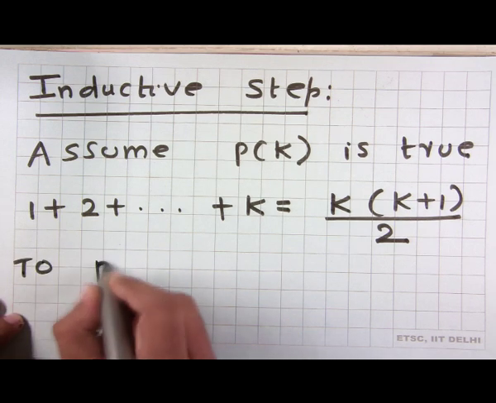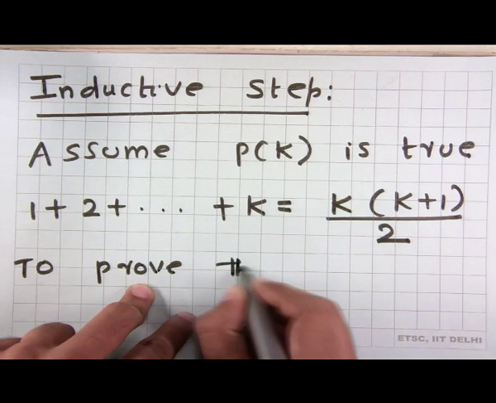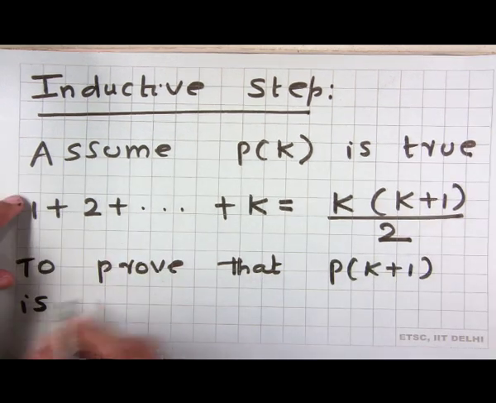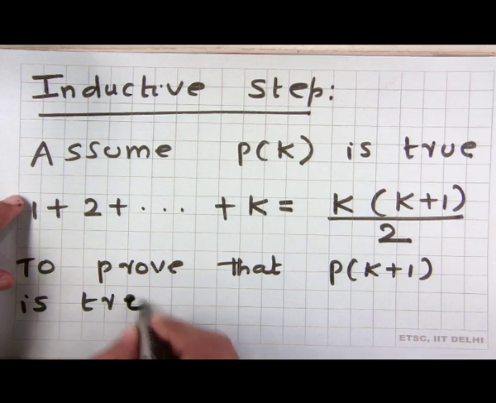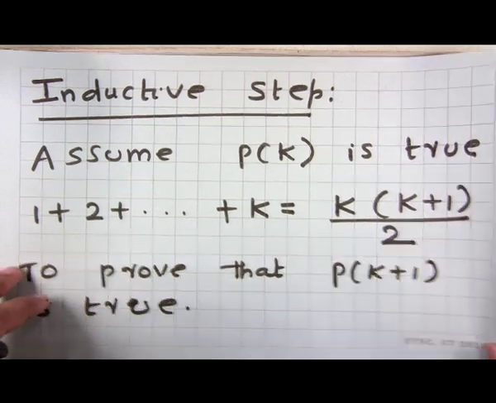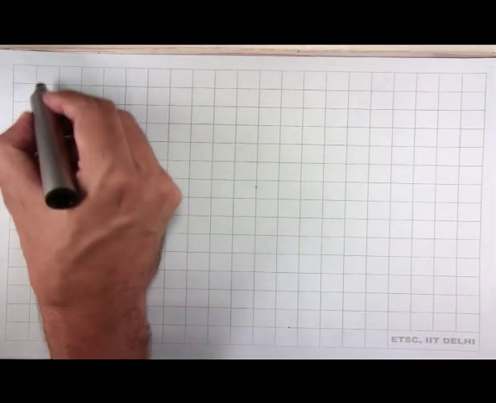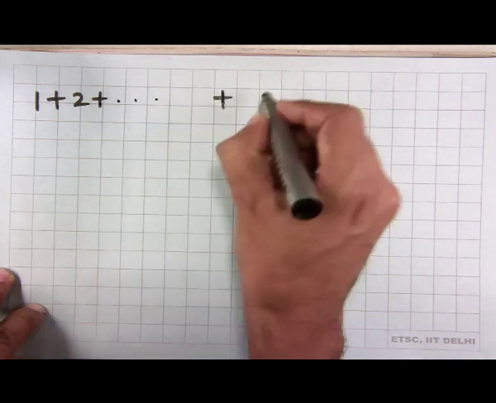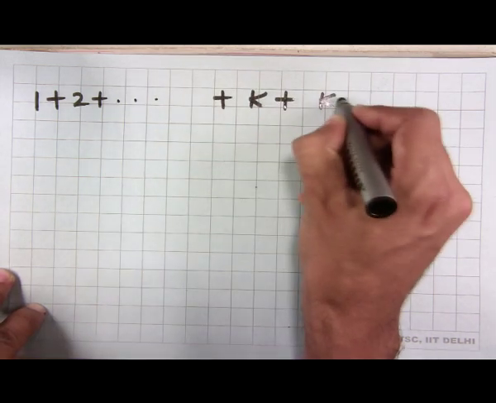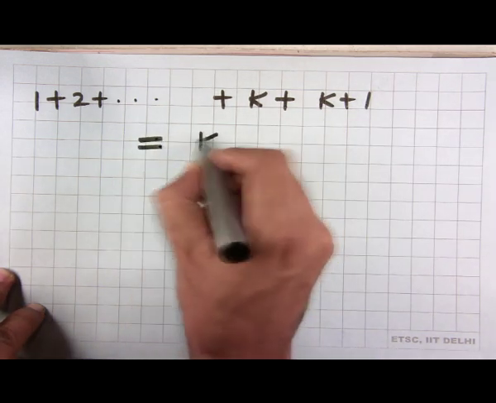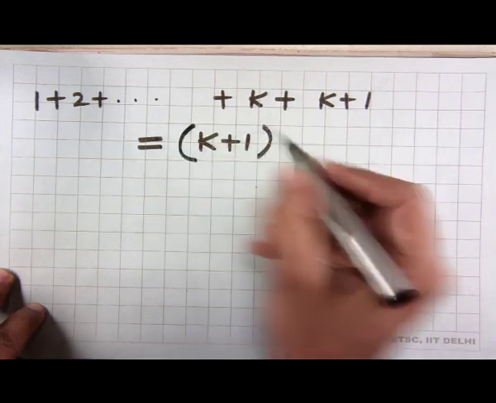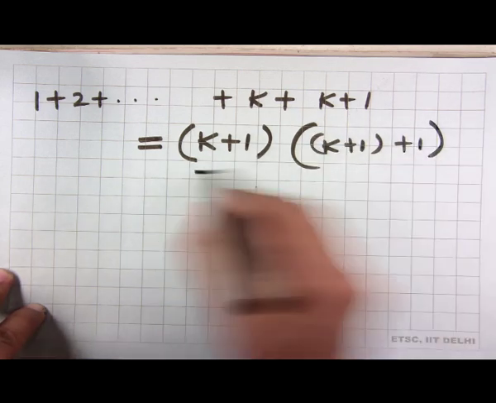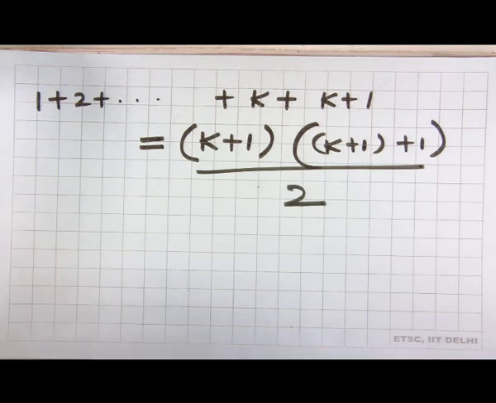To prove that P of k plus 1 is true, note that P of k plus 1 is the statement 1 plus 2 plus etc. plus k plus (k plus 1) is equal to (k plus 1) into (k plus 1 plus 1) by 2. So, this is what we want to prove.